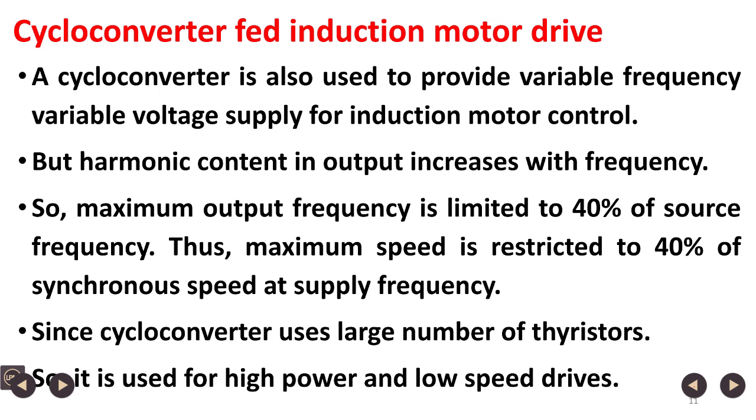At very low output frequency, harmonic content is okay. But as the output frequency increases, harmonic content increases at a higher rate. So, maximum output frequency is limited to 40% of source frequency. Thus maximum speed is restricted to 40% of synchronous speed at supply frequency. So high frequency cannot be achieved with cycloconverter.